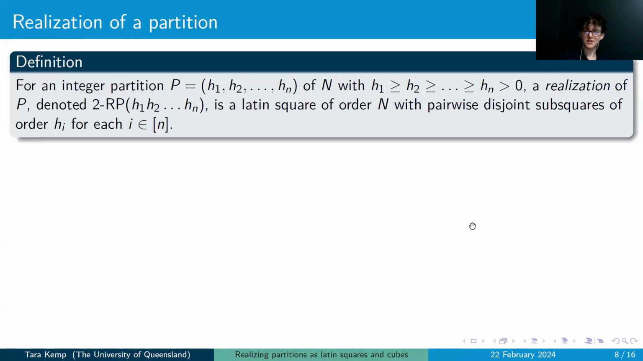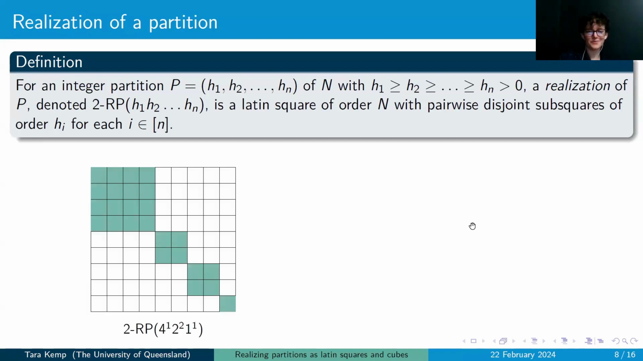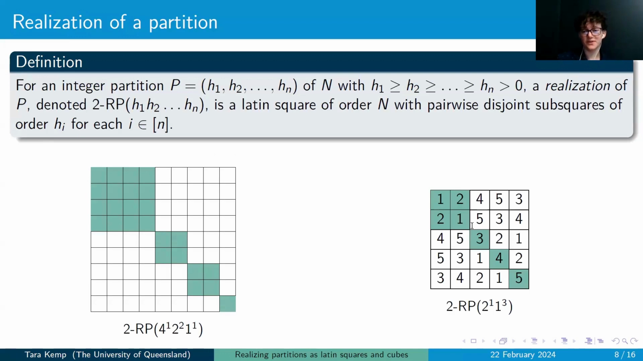So if you take a partition of n, a realization of this is a Latin square of order n with subsquares that have the same sizes as the parts of your partition. So probably best with an example. If you take our partition 4, 2, 2, 1, a realization of this is a Latin square with subsquares of sizes 4, 2, 2, and 1. And we want them to be disjoint, so they have to be in different rows, in different columns, and have different numbers in them. So here's an example of one with numbers.